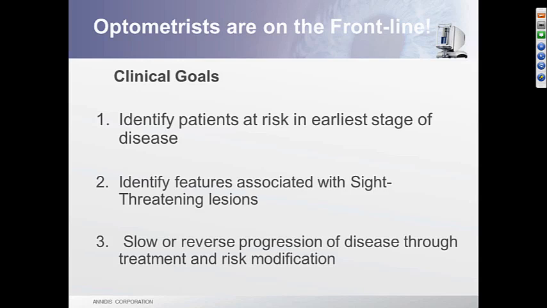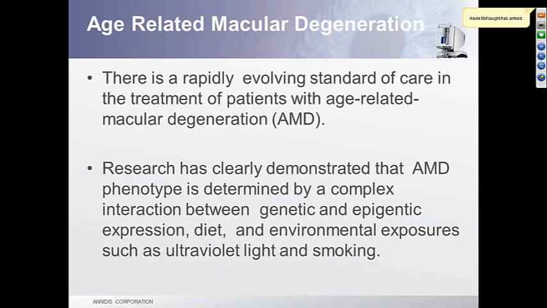instrumentation. So, just to step back and away from the instrument for just a moment, our clinical goals when we have a patient sitting in our chair are really to identify patients at risk in the earliest stage of disease, if we can in fact impact that disease, identify features associated with sight-threatening lesions in the retina or in the eye, and work to slow or reverse progression of the disease through treatment and in fact risk factor modification.